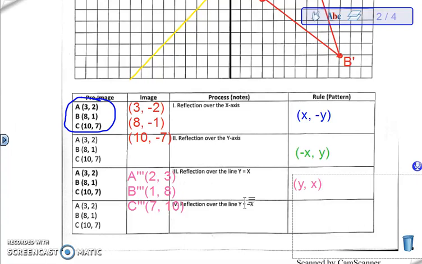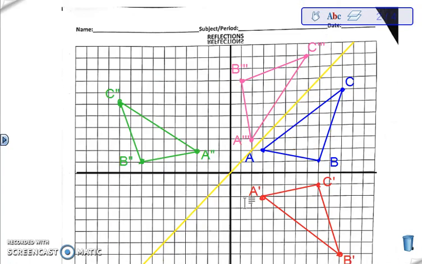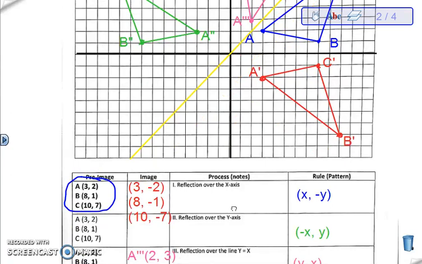So I will let you handle reflecting over the line y equals negative x on your own. Again, draw the negative diagonal line and make sure that your image points are equidistant from the line and on the opposite side.